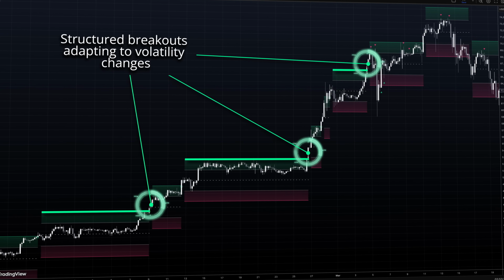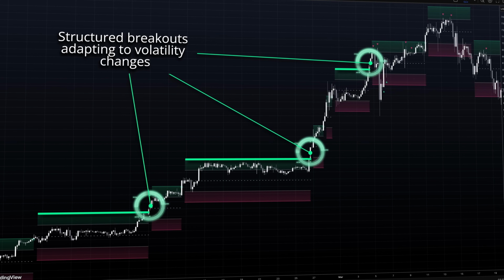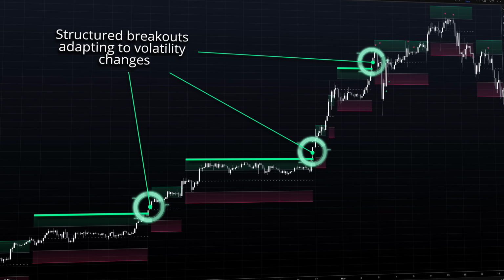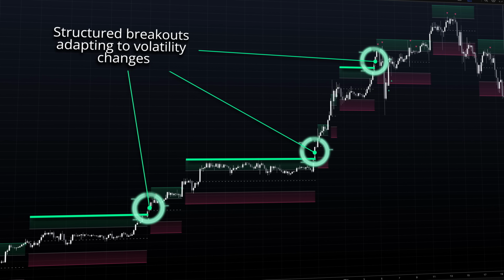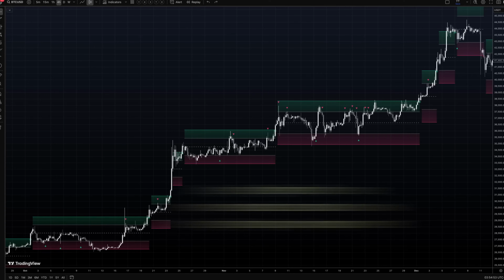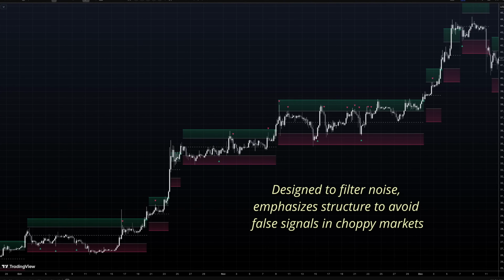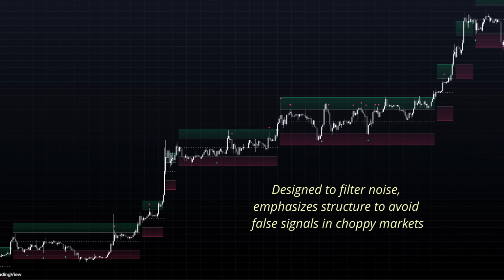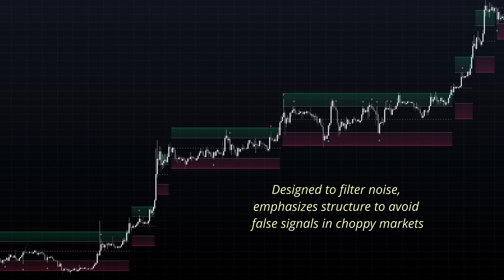Scalpers and intraday traders may use it for timing entries following volatility compression, while swing traders might rely on confirmed breakouts as entry or exit points. The logic emphasizes clean structure over reactive noise, making it useful in choppy markets or when confirmation is a priority.